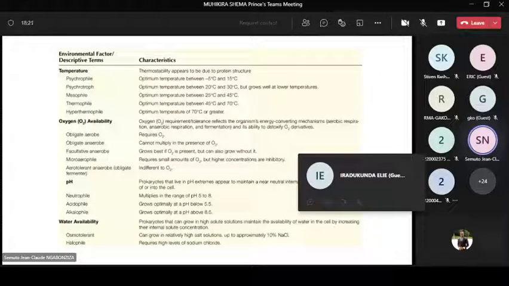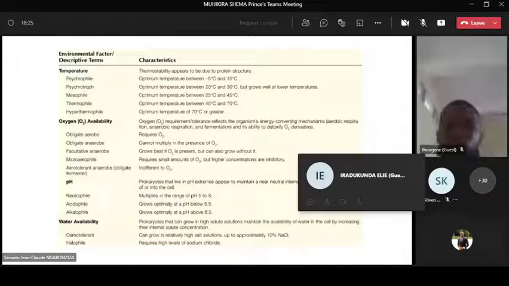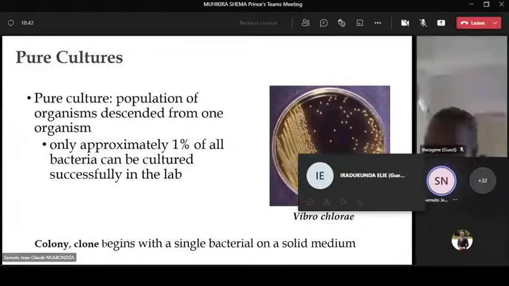These were environmental factors that influence the growth of bacteria, including temperature, atmosphere contents, including oxygen availability, CO2, pH, and water availability. So when all conditions are well fulfilled, then you can grow your bacteria in the laboratory, in a petri dish. And normally you start with a mixture population where you have many different colonies, that is different bacteria.